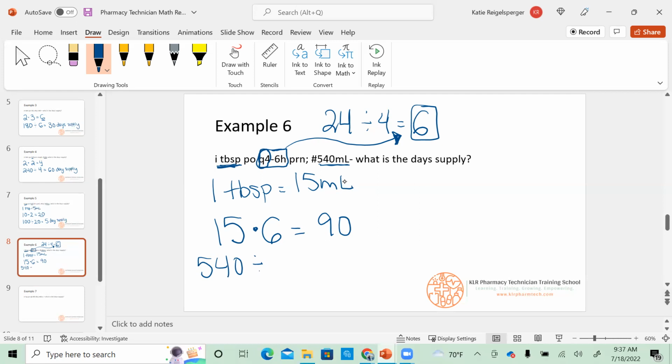540, and we're going to divide that by how much the patient takes each day, and they take 90 milliliters a day. 540 divided by 90 is what? If you got 6 days supply, you are correct.